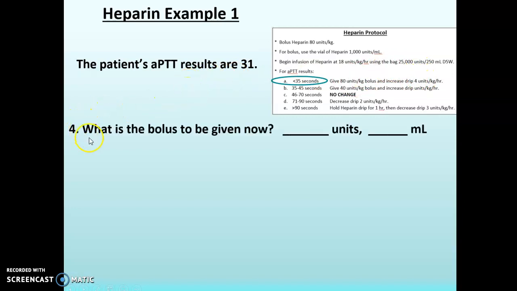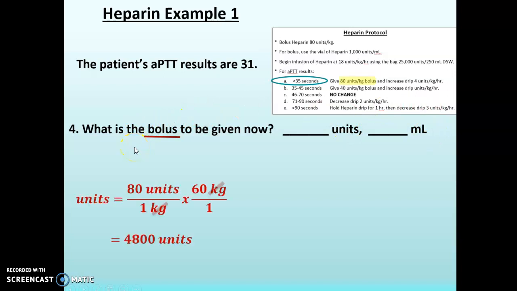So number 4 is asking about the bolus. So really focus in on those questions. It's asking bolus or the infusion, because that will help you decide if you need to be looking at line 2 or line 3 from your protocol up here. All right, so for the bolus, we got to figure out how many units and how many milliliters.